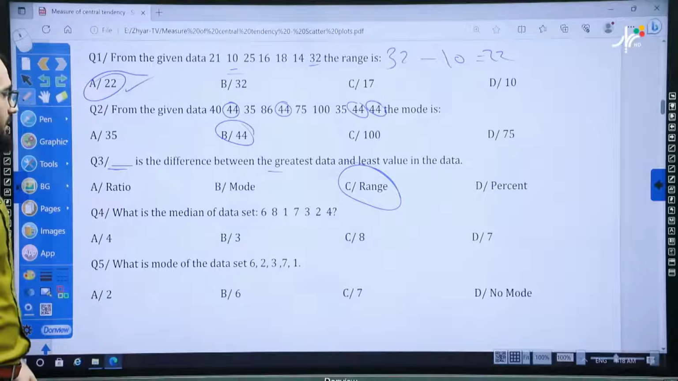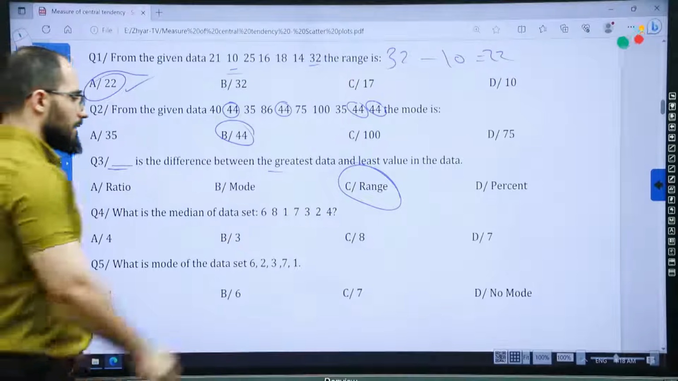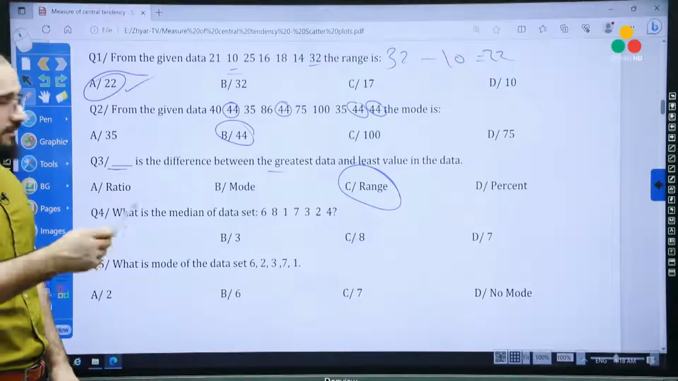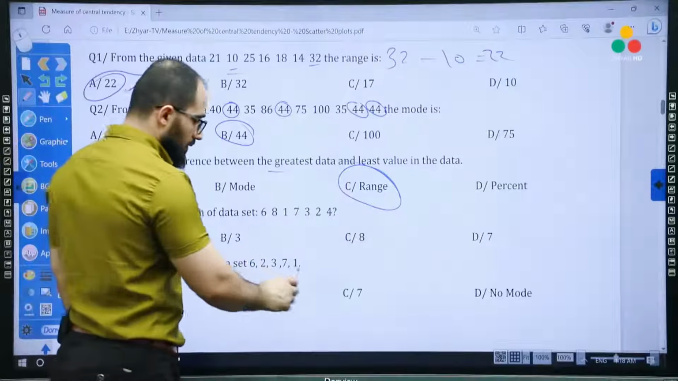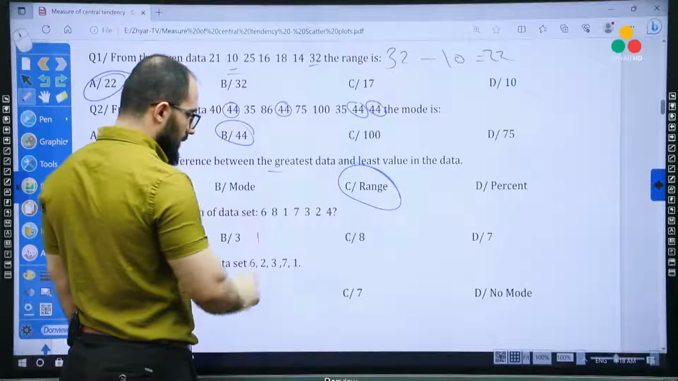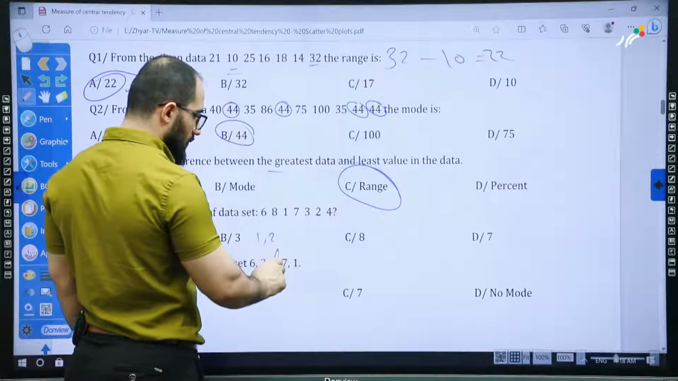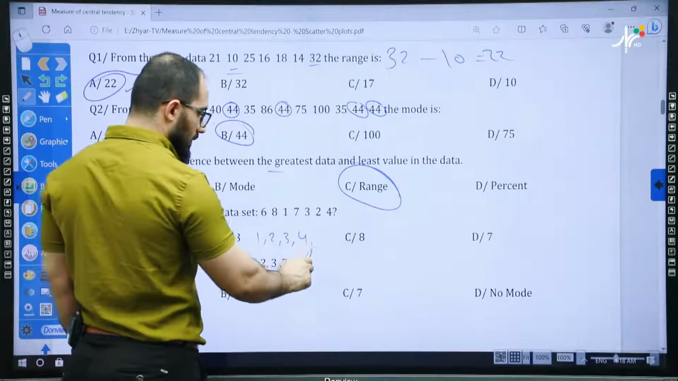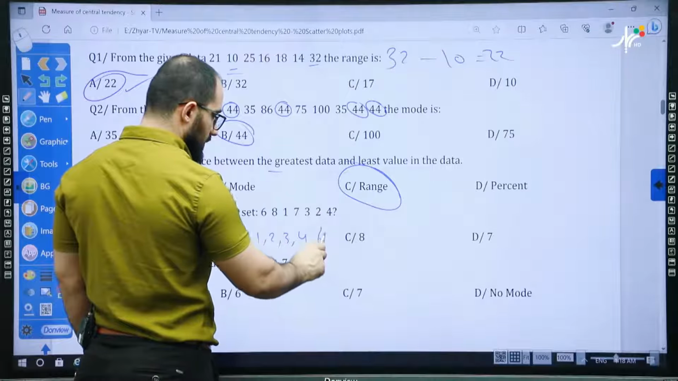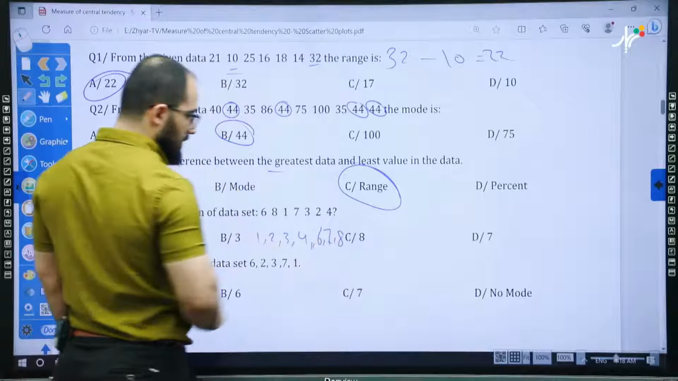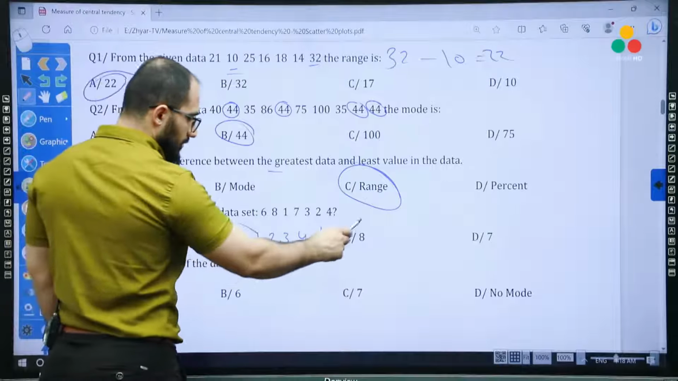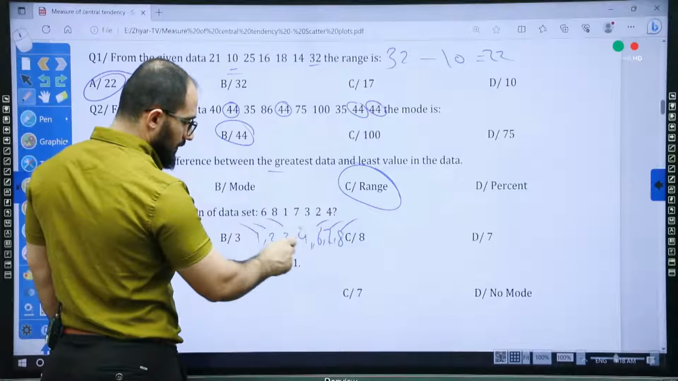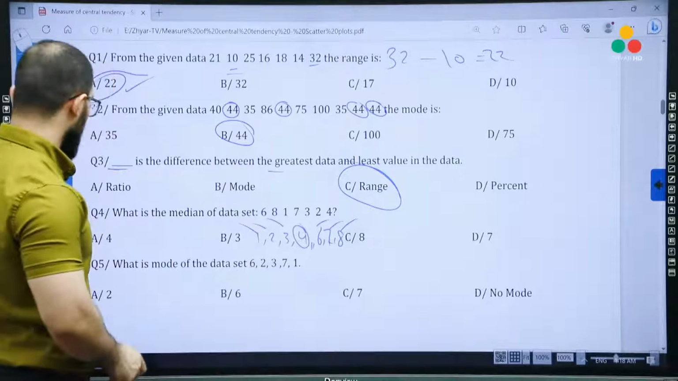Question 4. What is the median of the data? We have this data. It says find the median. We have to order them from least to greatest: 1, 1, then 2, 3, 4, 6, 7, 8. Then cancel the numbers from left and right. So the median is 4.